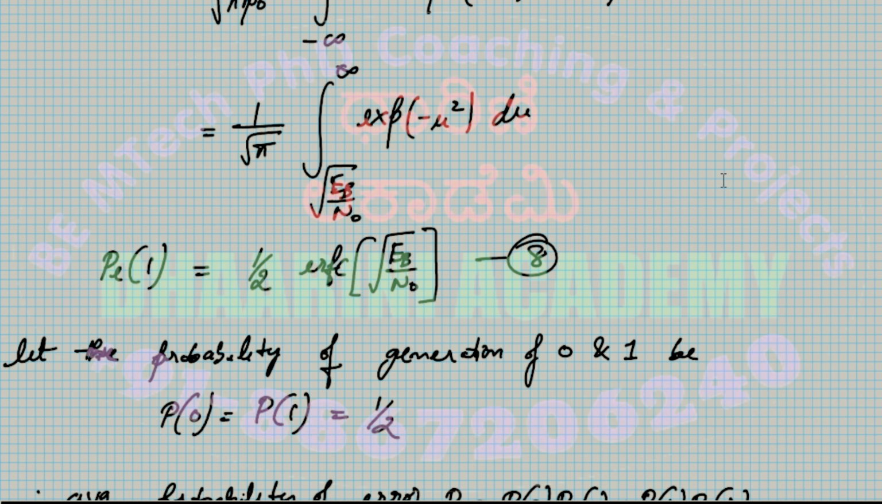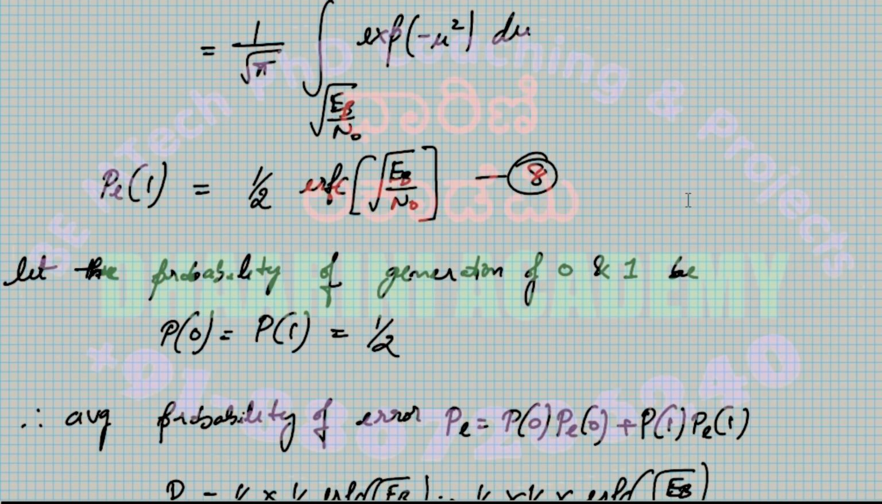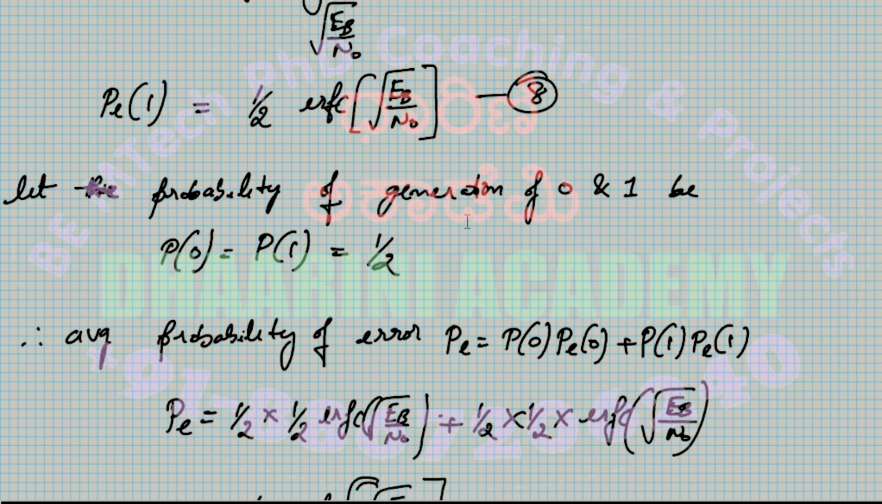Right? So in order to calculate the total error, it's an average value. So we need the probability of generation of the symbols. And since we don't have any idea about that, we assume that this is equiprobable. However many zeros are generated, so many ones are also generated, but at random.